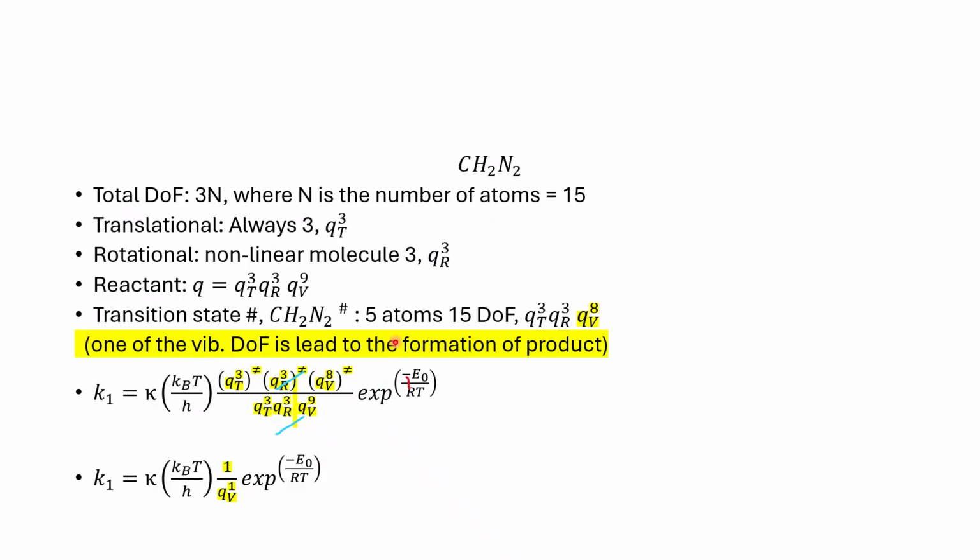Now we substitute this into the rate constant expression, for the activated complex and also for the reactant. The translational and rotational partition functions will cancel off since they are the same for the reactant and also the transition state. And this simplifies the expression, leaving the vibrational component.